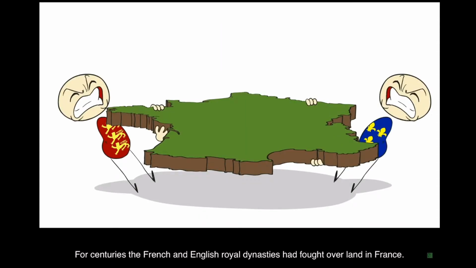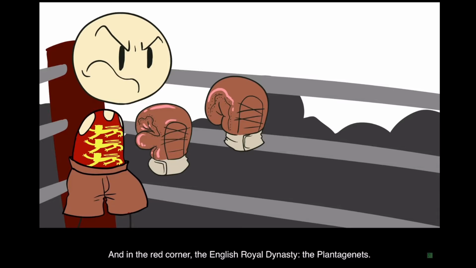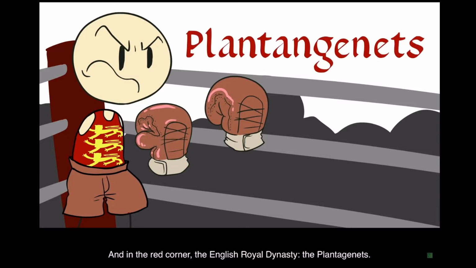For centuries, the French and English royal dynasties had fought over land in France. In the blue corner, the French royal dynasty, the Valois, and in the red corner, the English royal dynasty, the Plantagenets.